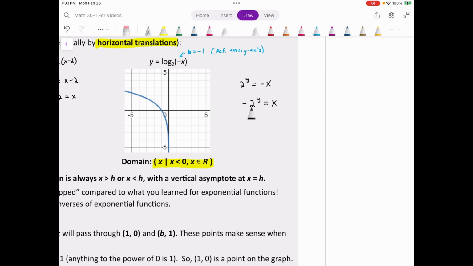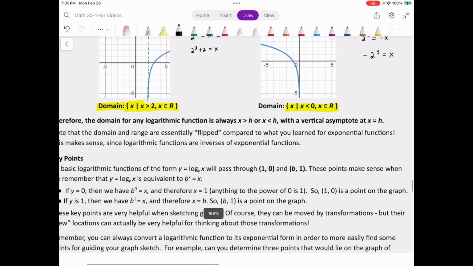And so now, as y goes down to negative infinity, x is still approaching 0 for this example here, but it's going to be negative. When y is negative a billion, this is a tiny number, but it's a tiny negative number because of that negative out front. So it makes sense that the graph looks like this, and our domain is such that x is less than the vertical asymptote.